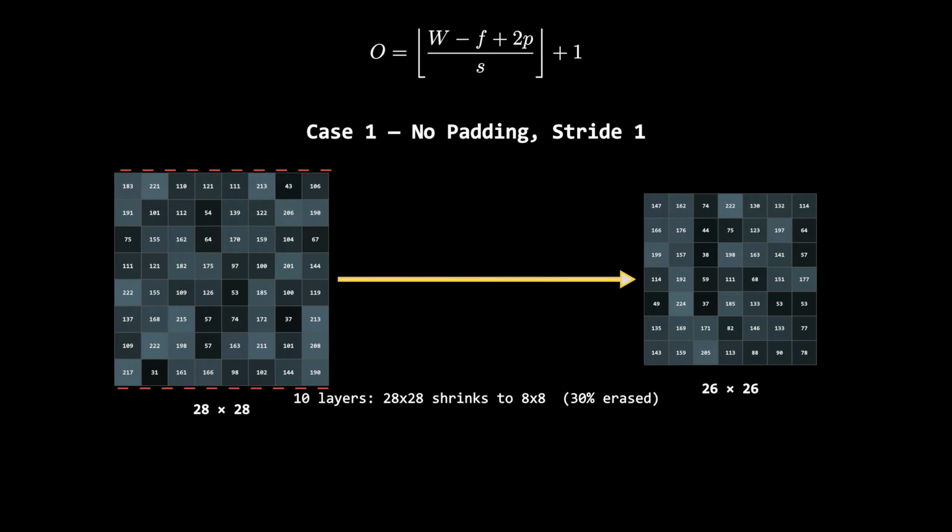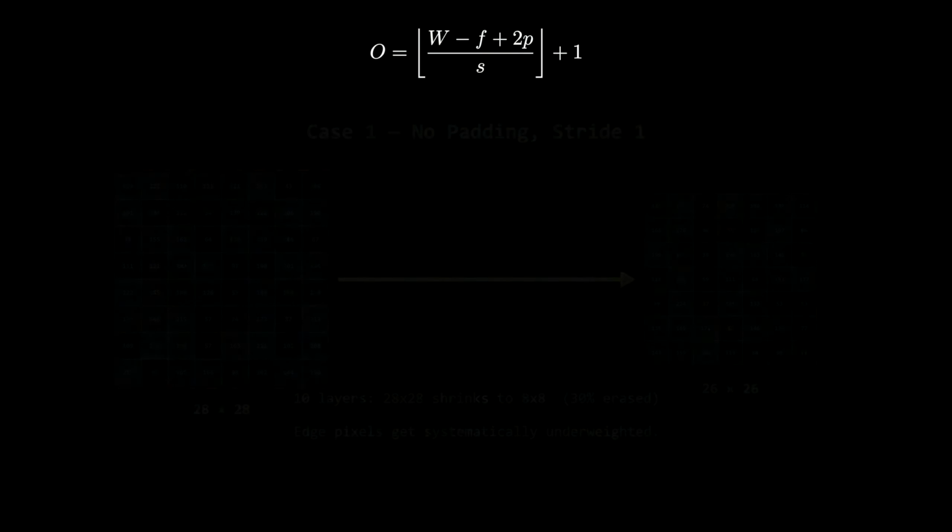Stack 10 layers without padding and your 28 by 28 image shrinks to 8 by 8. 30% of your spatial information erased. And the borders, where critical features might live, get systematically underweighted. Case 2, same padding.